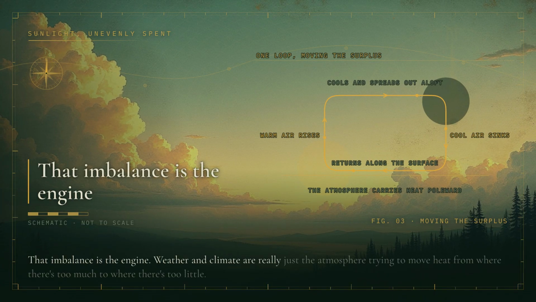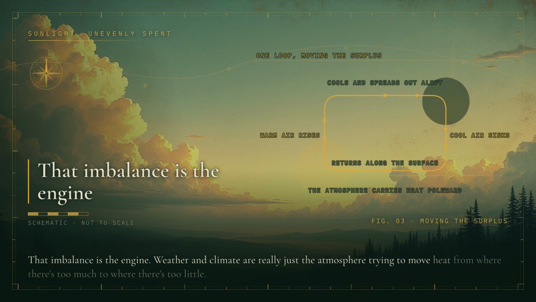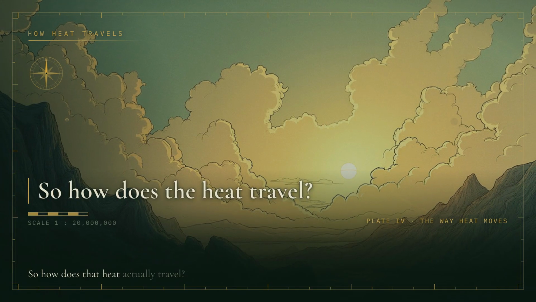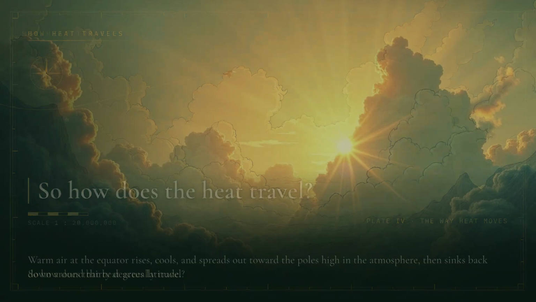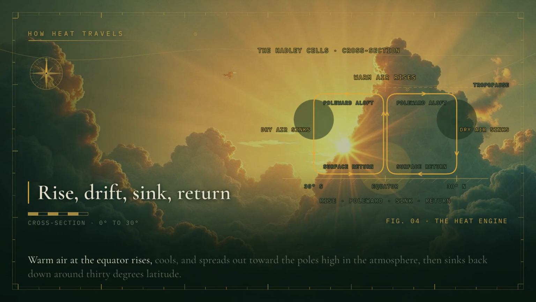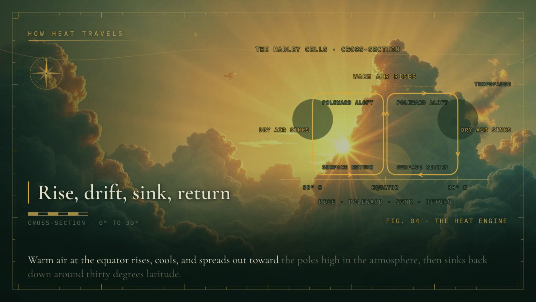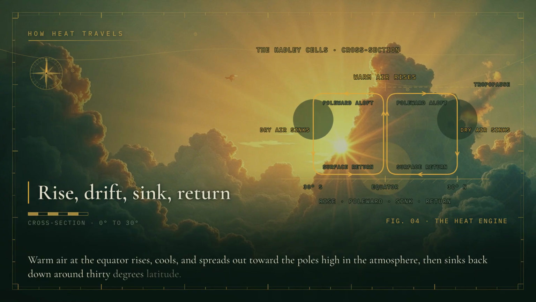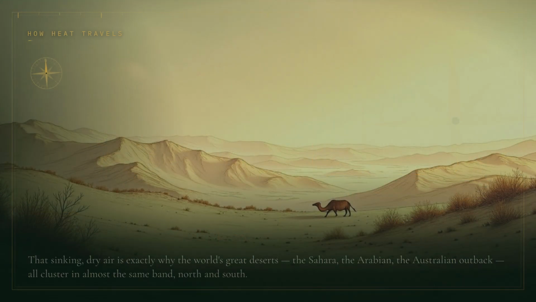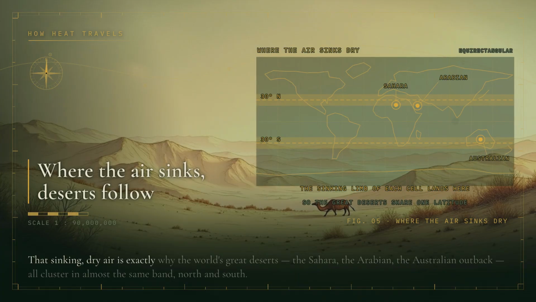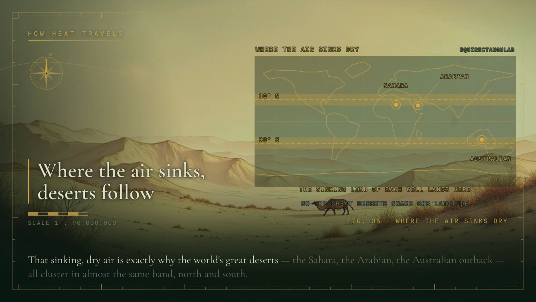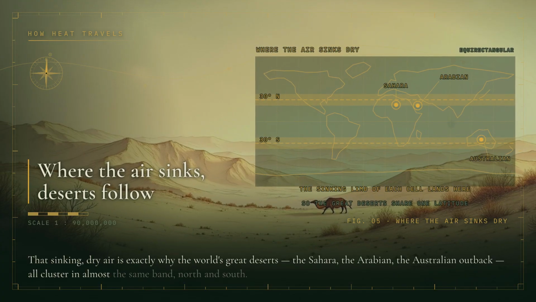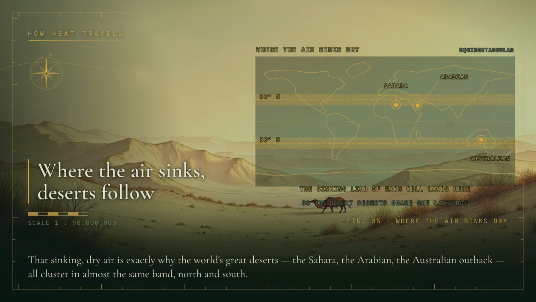Weather and climate are really just the atmosphere trying to move heat from where there's too much to where there's too little. So how does that heat actually travel? Warm air at the equator rises, cools, and spreads out toward the poles high in the atmosphere, then sinks back down around 30 degrees latitude. That sinking, dry air is exactly why the world's great deserts, the Sahara, the Arabian, the Australian outback, all cluster in almost the same band, north and south.